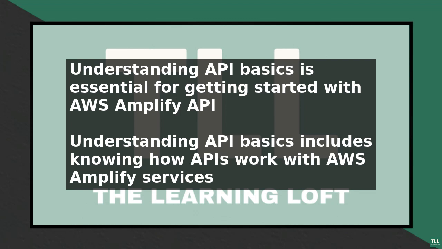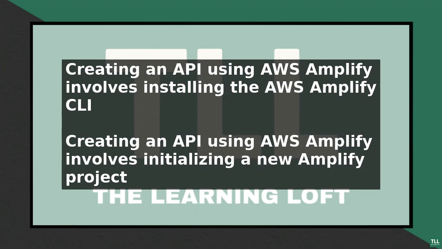Step 3. Defining API endpoints. After creating an API, you need to define the API endpoints. API endpoints are the URLs that clients use to interact with your API. You can define API endpoints using the AWS Amplify CLI or using the AWS Management Console. You can also define the HTTP methods that are allowed for each endpoint.